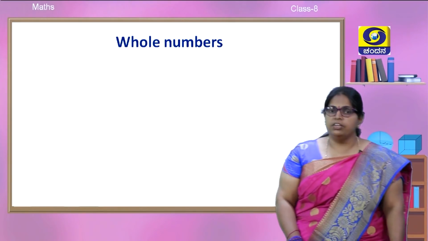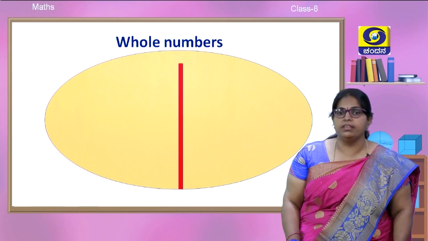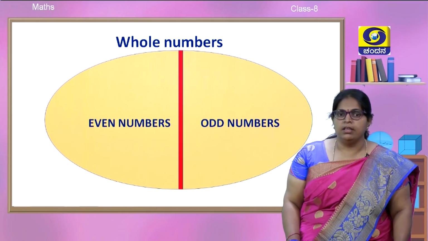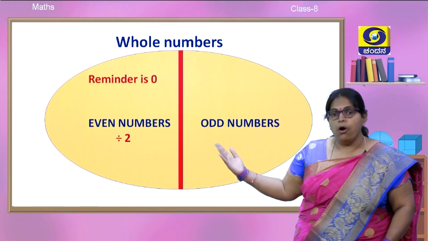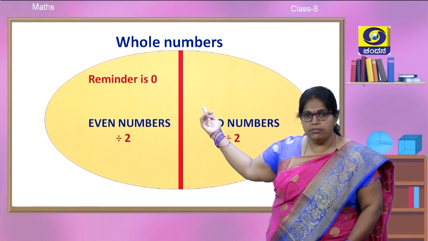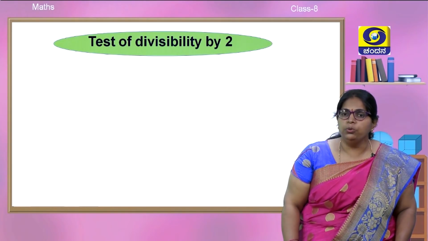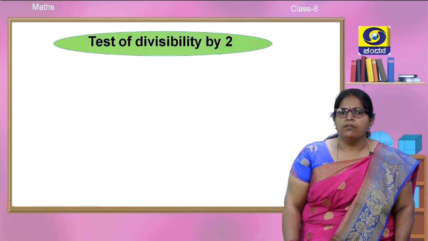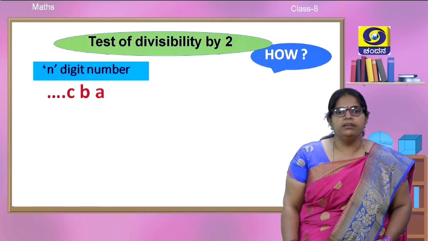So, based on the divisibility by 2, the set of whole numbers is divided into two sets. One is even numbers, the other is odd numbers. Even numbers when divided by 2 give the remainder 0. Odd numbers when divided by 2 give the remainder 1. Now children, you know the divisibility rule for 2. Let us see how it works. For this, let's take an n-digit number CBA and expand it.